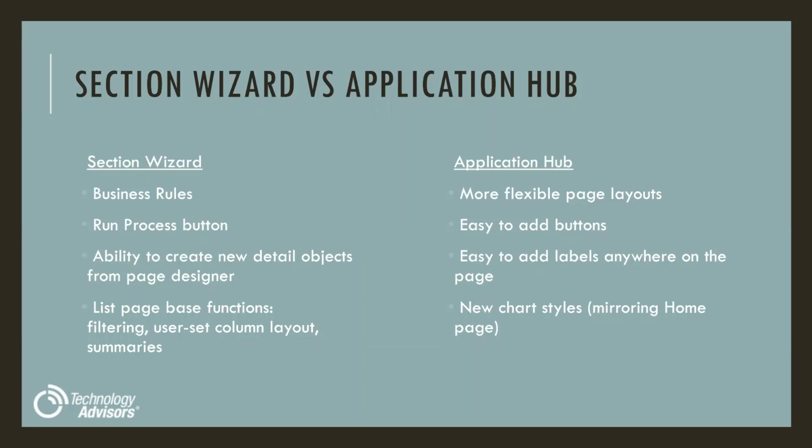There's some minor differences, like the old run process button that you'd get if you linked a process to a section that's available in Section Wizard. That's going to work a little bit different with Application Hub. That's more comparable in terms of what you can do, but just a small difference.